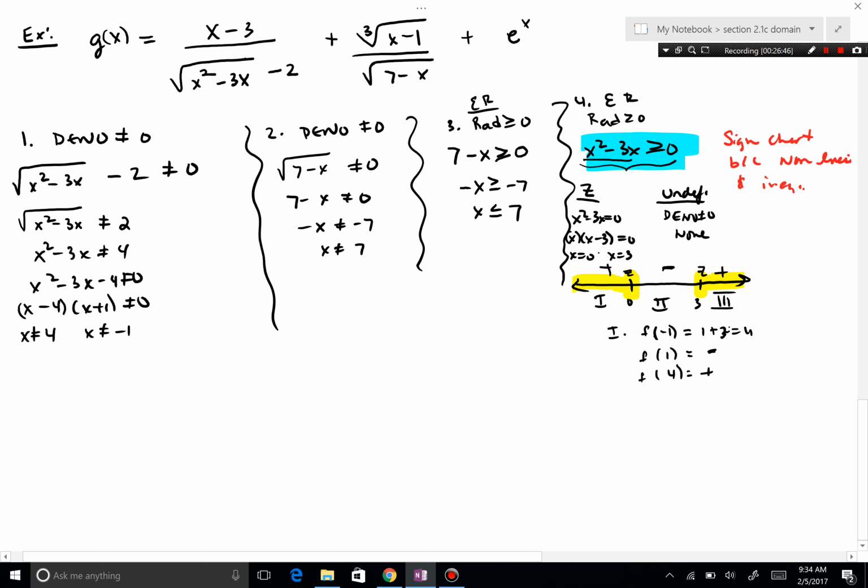So you notice these problems can be really, really involved if you're not careful for each restriction that you get. Okay, so we have 4 restrictions. We solved each restriction. We identified them. We solved them. Now let's compromise them. All right, guys. Let's finish the problem out.